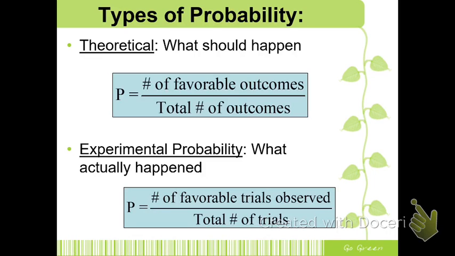If you were doing experimental probability, you would count up the number of times you flipped the coin or the number of times you rolled the die, and that total would be the denominator. That's your number of trials, and however many of them were a success, or looking for whatever it was that you were going for, that would be your numerator.